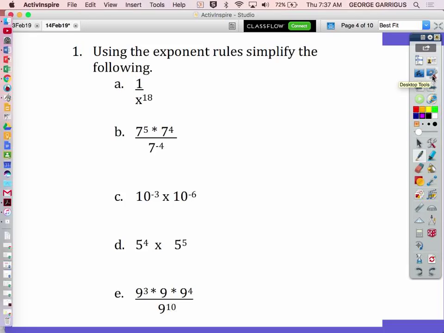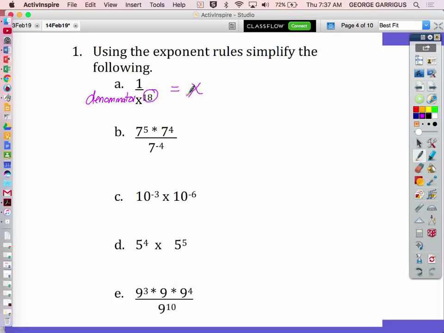Study guide problem number 1. Using the following exponent rules, simplify the following. So you have your exponent rules still, a sheet that was given to you back during the review, and it's also on Google Classroom as a PDF. You can take any variable term which is in the denominator, and you are going to move that into the numerator.